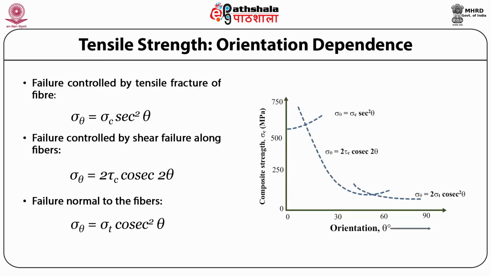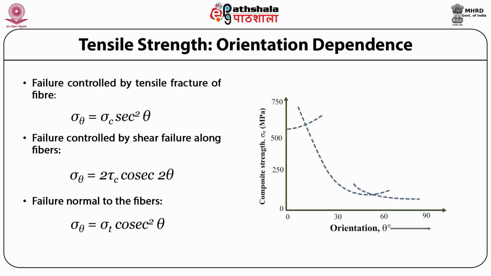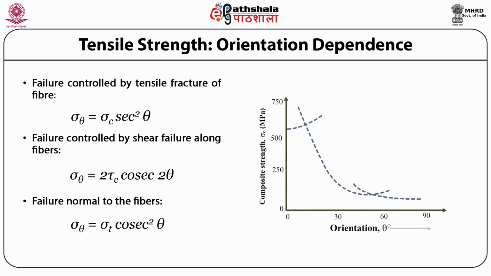This figure shows the orientation dependence of the strength for carbon fiber or epoxy resin composite. As you can see, here all three kinds of failures have been shown.